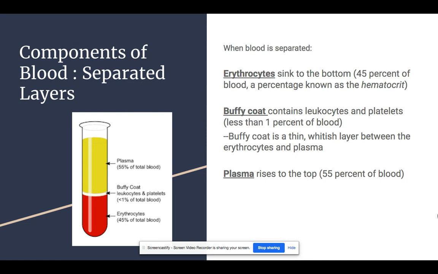Then you've got this buffy coat. So the buffy coat is going to be that thin, light white layer again. And that is going to contain the leukocytes. So the leukocytes are the scientific name for the white blood cells. And then the platelets. Now, platelets are going to be little fragments of cells that are used for clotting. So they're going to be mixed with those white blood cells. They have the same density. But together, those form less than 1% of the total blood volume. Then we have the plasma again, which is going to rise to the top, which is 55% of the blood.